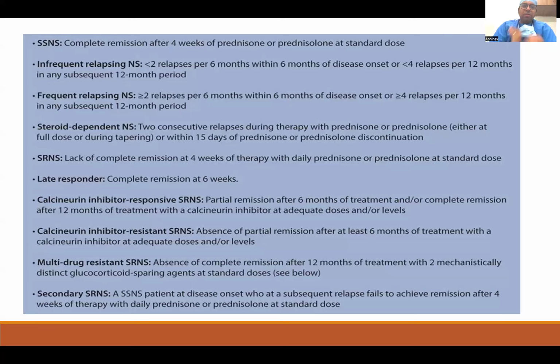Okay. So these first 3 slides are all very important basics wherein you define nephrotic syndrome, and a few other important terms while managing a case of nephrotic syndrome and their respective definitions. Okay, so now let's go ahead.